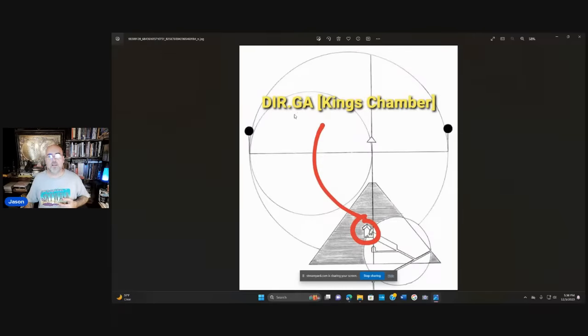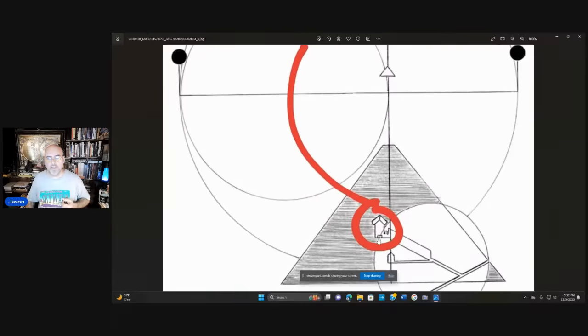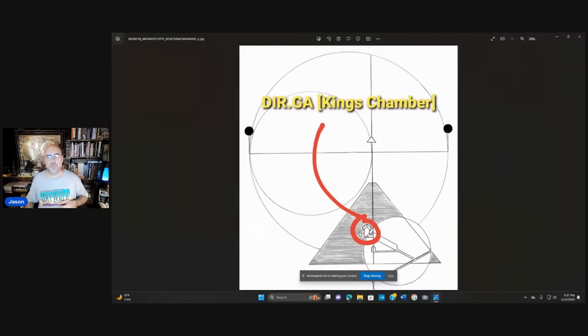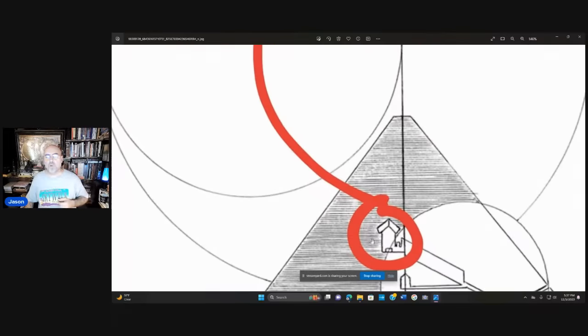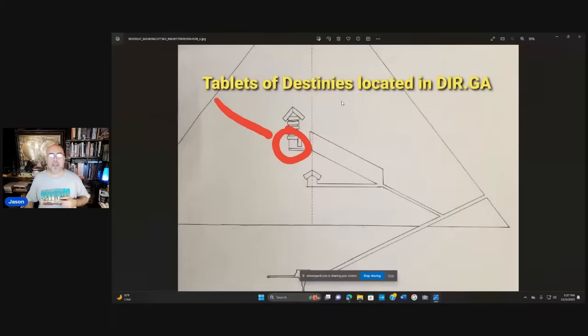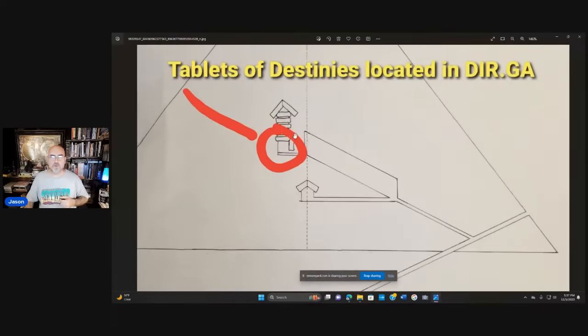Durga in Sumerian is the secret chamber where the tablets of destinies are held. That was here. The sarcophagus had the tablets of destinies. They were programming templates. What is Durga in reverse in a holofield? It's a grid. This is a grid system showing a 138-year protocol. It's all in here. Tablets of destinies were located in the Durga.